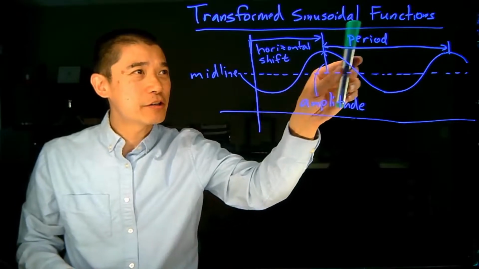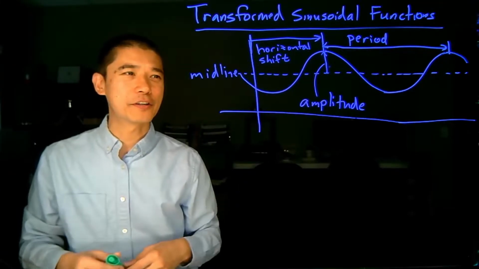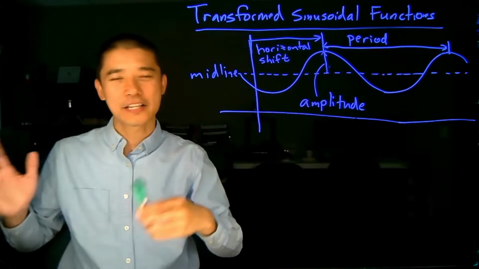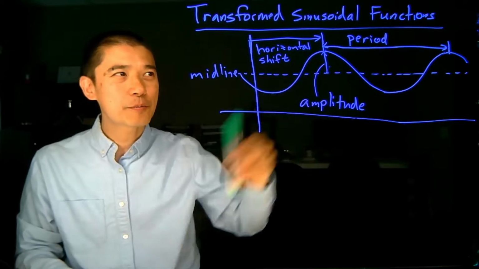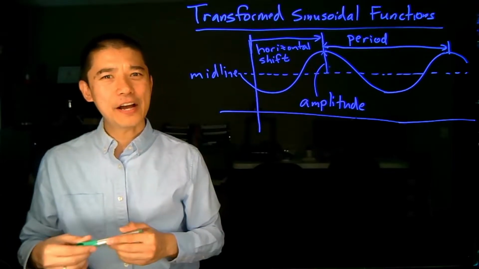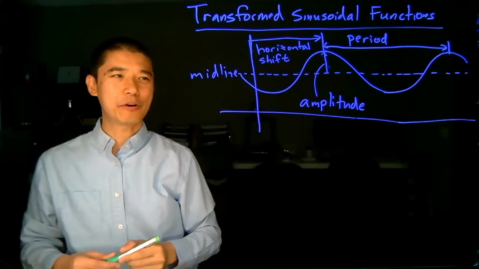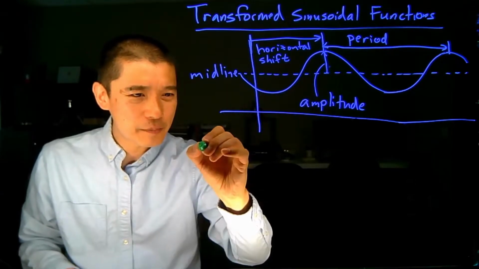This word right here, sinusoidal, is just a word that refers to both the sine and the cosine function, and so it's often used in this place instead of saying sine or cosine. So transformed sinusoidal functions. There are certain features that we saw from the key values that we want to figure out what happens to those things on the transformed graph. And so the first thing we want to think about is the midline.